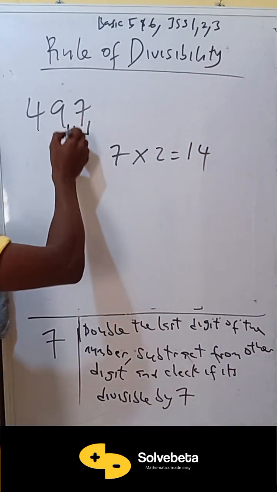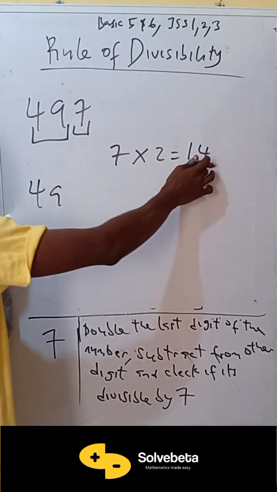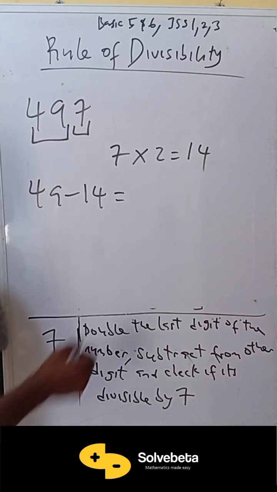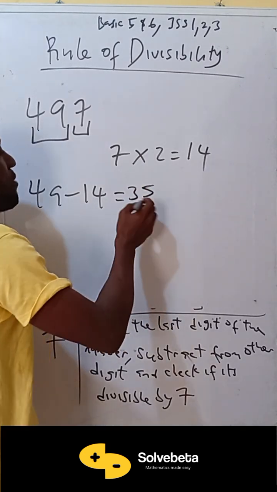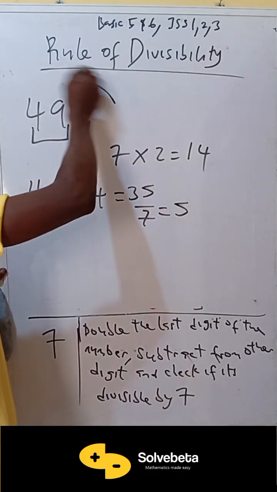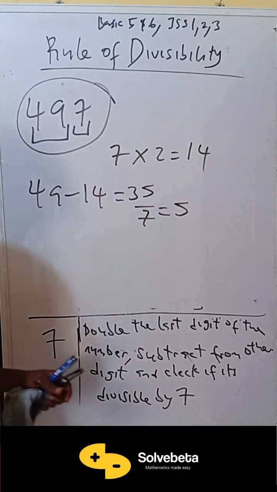14. What is the remaining digit here? 49. Subtract this result from this. 49 minus 14. That's 35, right? 35. Can 35 be divided by 7? Yes. Since 35 can be divided by 7, it means that 497 can be divided by what? 7.